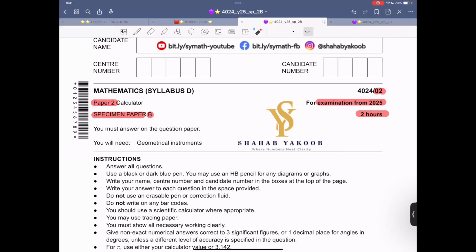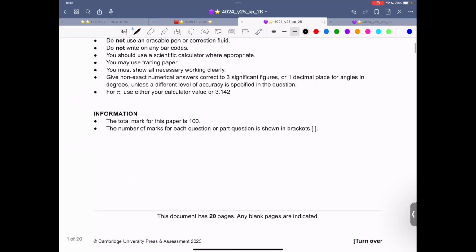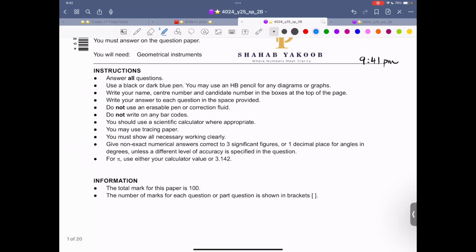In today's video, we are solving a specimen paper which is for this examination starting in few days' time. This is a paper 2, a calculator one, and now the time limit is 2 hours. So now it's 9:41 p.m. and we are starting. And let's read something from the instructions.